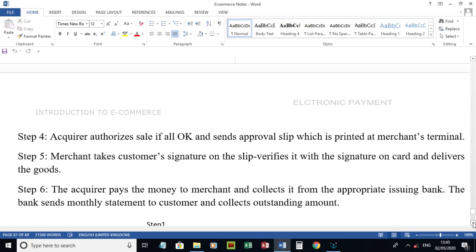Then you enter your PIN and press enter, and the amount is displayed. Those of you who have been paying electricity bills know that electricity bills move to your cash. But we pray that one of these days they will also allow swiping of cards.